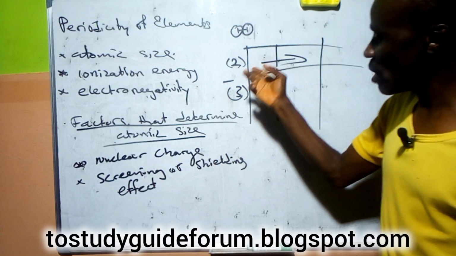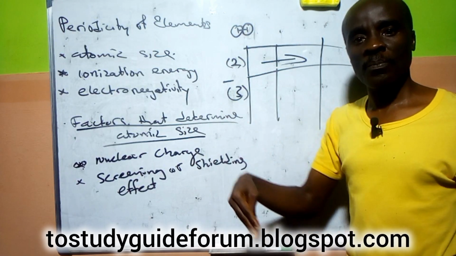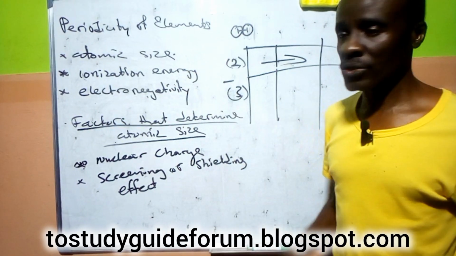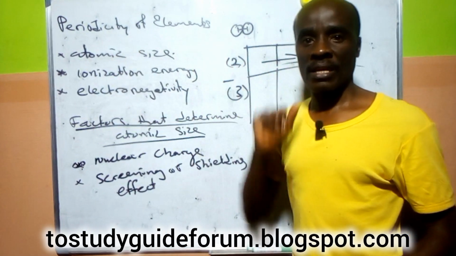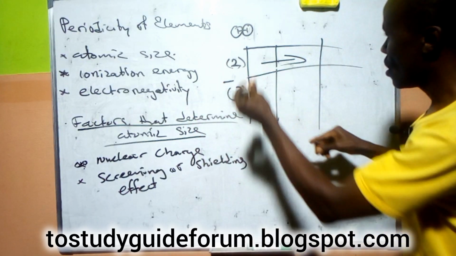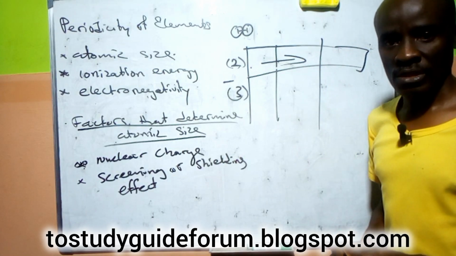There is an increase in the nuclear charge because of the electrons being added in the same number of shells, drawing them closer to each other and reducing the atomic size. As the electrons are being drawn together, it reduces the atomic size. That means across from left to right, atomic size decreases.